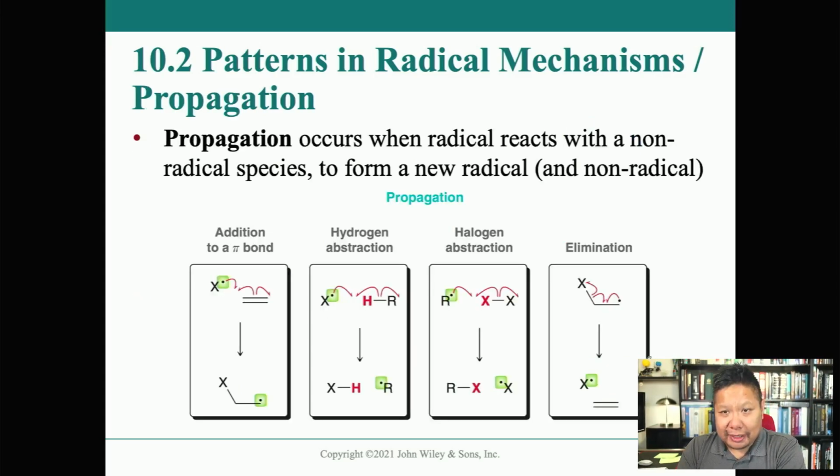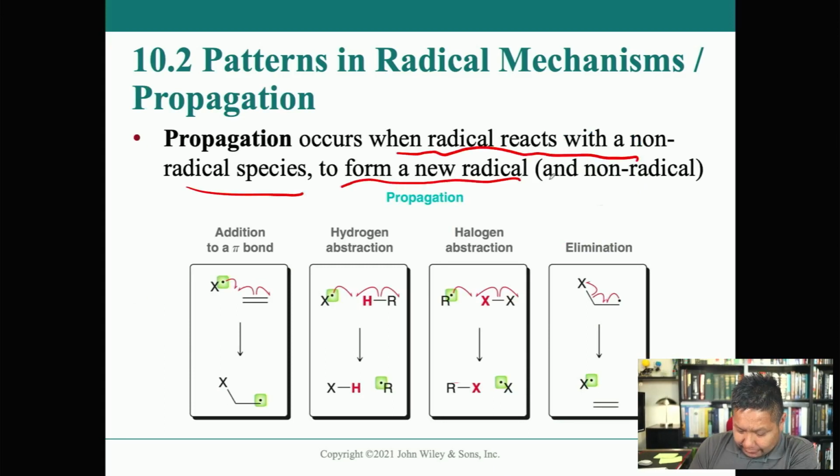And again, I said propagation's in the middle, right? So propagation occurs when a radical reacts with a non-radical species to form a new radical and a non-radical species. Here are some of the patterns that we saw a few seconds ago. We have the addition to a pi bond, so this radical here will be introduced to this alkene, forming a new radical that wasn't there before.